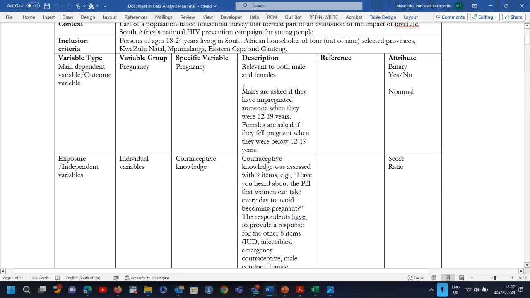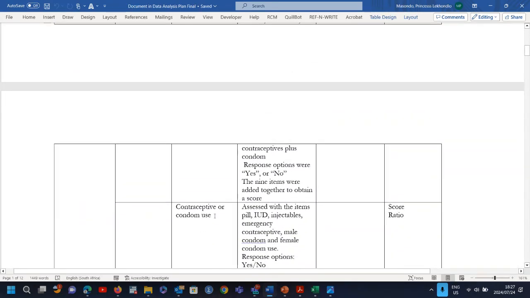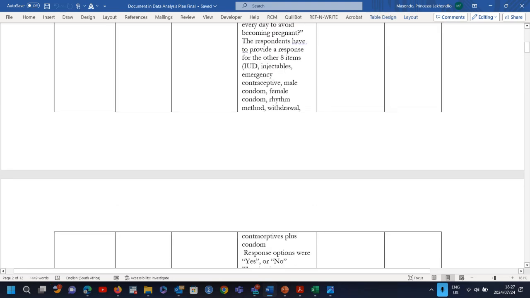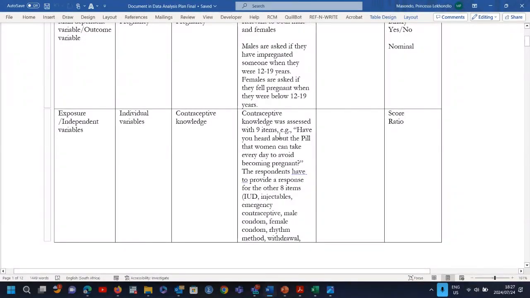It puts you at risk. And at an individual level, there's also condom use or use of contraceptives. For each variable that you list, it is very important that you say how you are going to measure it.